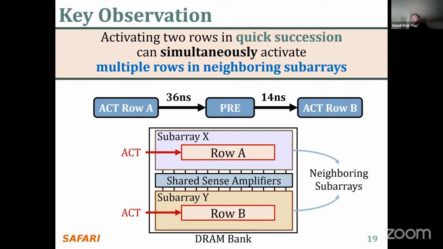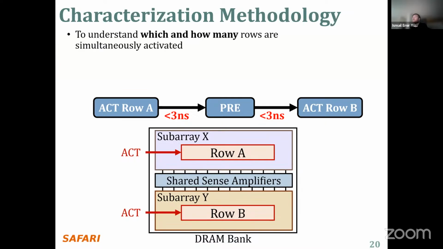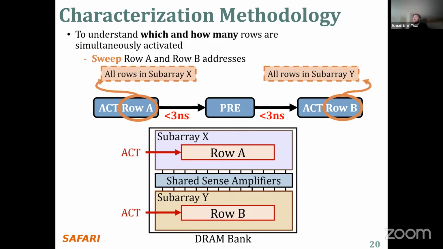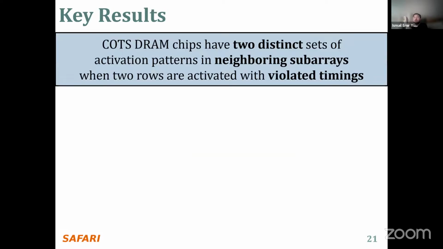In this sequence, you activate only a single row at a time. However, when we violate these timing parameters, we observe that we can activate multiple rows in two neighboring subarrays. So to understand which and how many rows are simultaneously activated, we sweep row A and row B addresses. Now take a look at our key results. We observe that off-the-shelf DRAM chips have two distinct sets of activation patterns in neighboring subarrays when these two rows are activated with violated timing parameters, basically in quick succession.